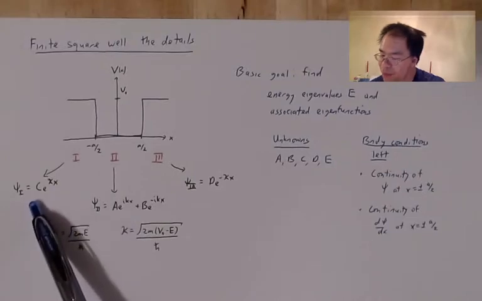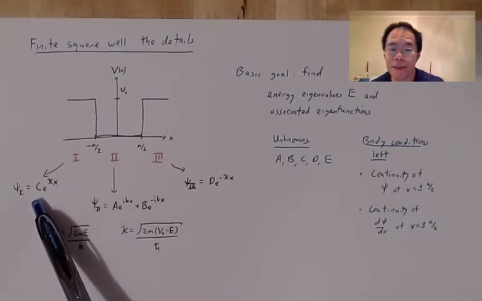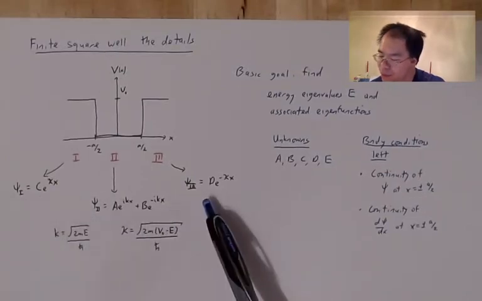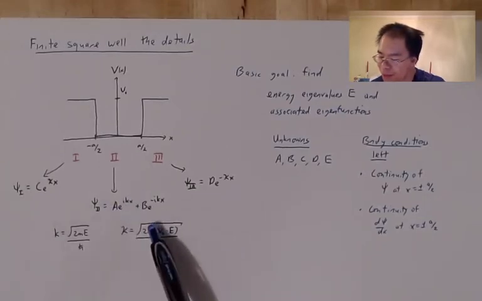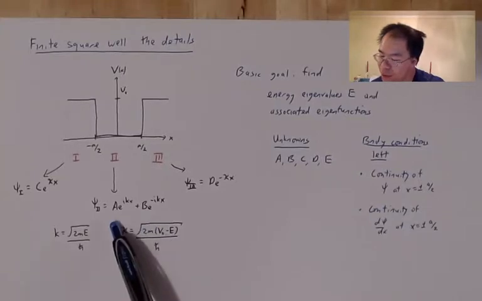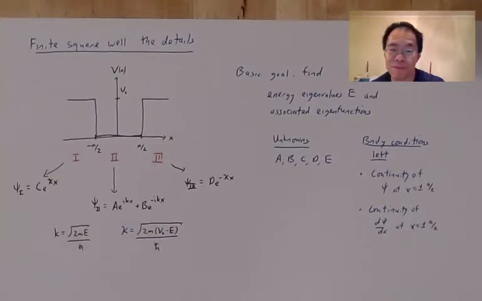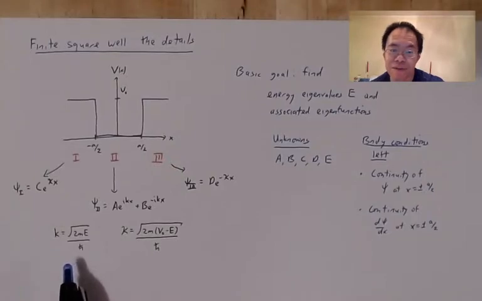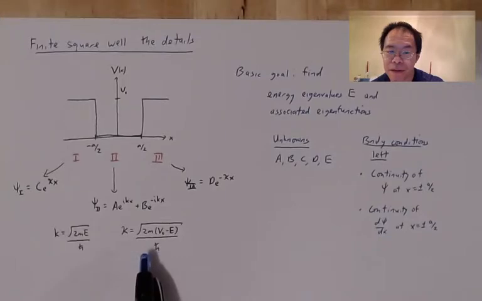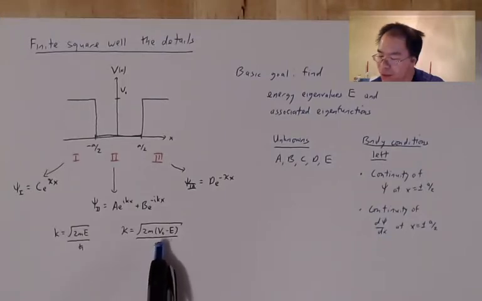So we have this exponential C e to the kappa x here in region 1, D e to the minus kappa x in region 3, and then the sum of complex exponentials here in region 2. Just to remind everybody about what we defined, we defined k in terms of root 2 m E over h bar. Kappa is similar, but also depends on V naught.